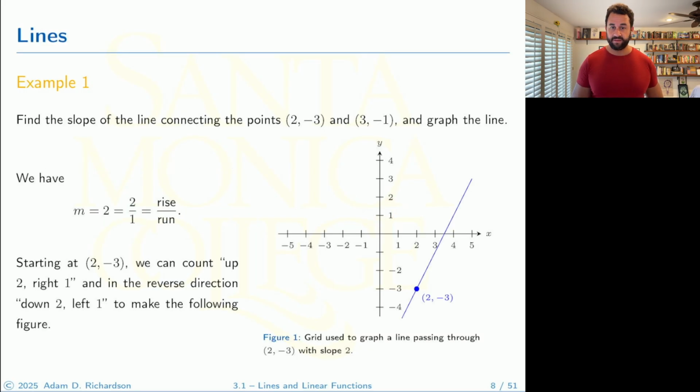Now let's graph it. So we know that the rise over the run is 2, and we can write 2 as 2 over 1. We're also given a couple of points. So you've got some options. You could choose both of those points, plot both of those points. There's this one, and then there's, where is it?